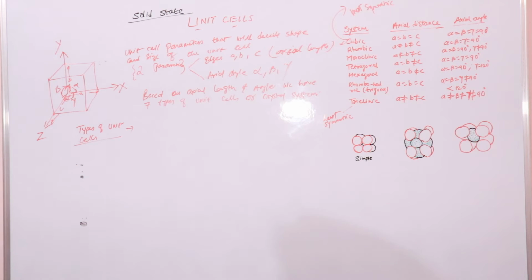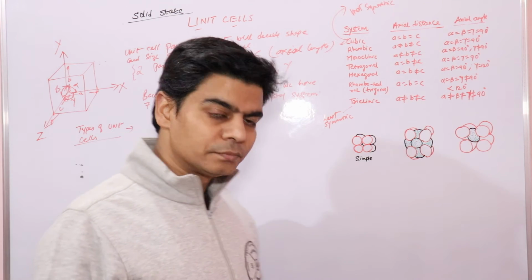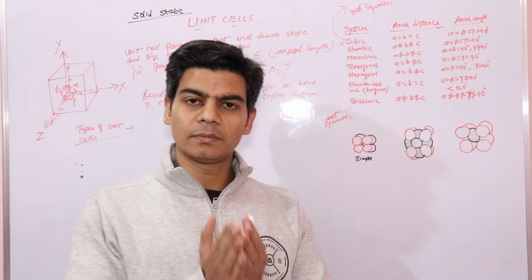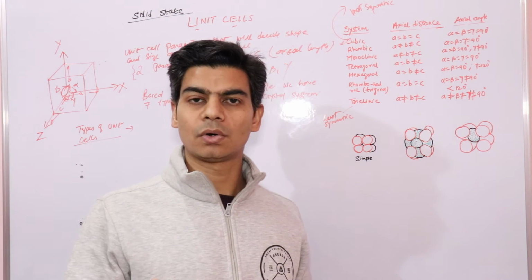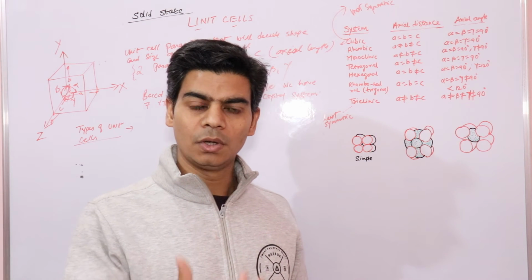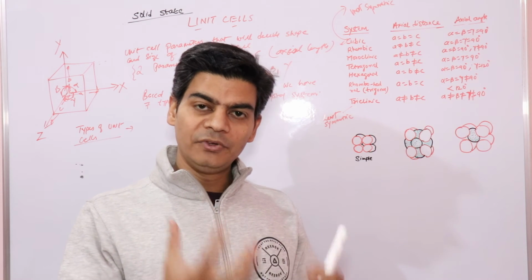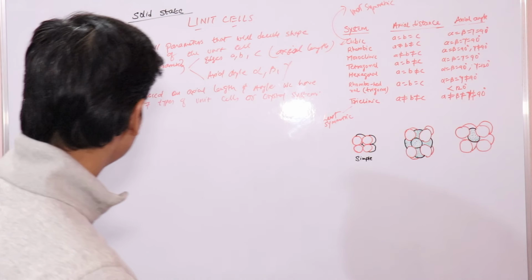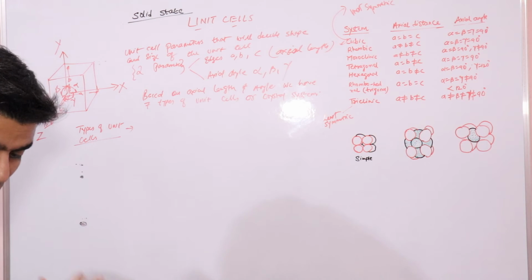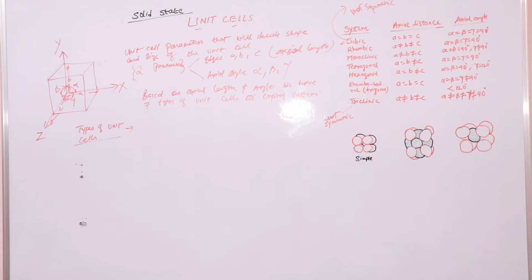Now, types of unit cell, based on the location of constituent particles, we have 2 types of unit cells. The first type is when the constituent particles are present only at the corners of the unit cell. That unit cell is known as a primitive unit cell or simple unit cell, the unit cell in which constituent particles are present only at the corners. We draw it like this.